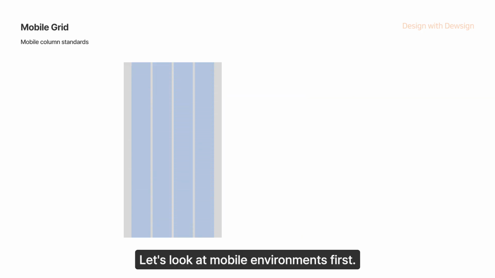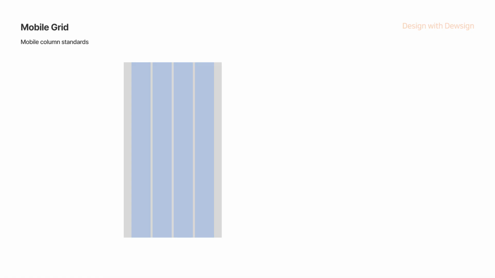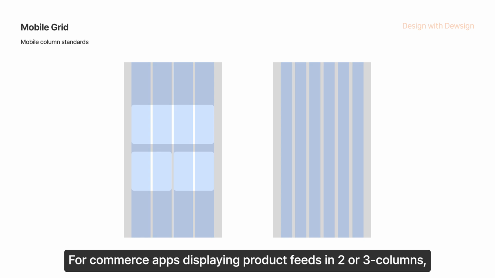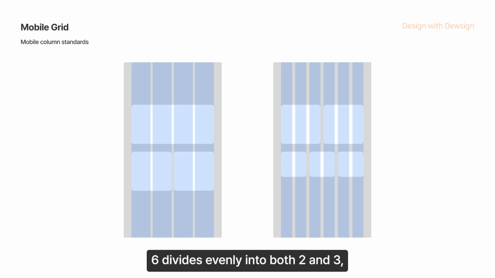Let's look at mobile environments first. Mobile screens typically rely on a 4-column grid as the standard baseline. Because screen width is limited, 4 columns neatly split content into single or 2-column layouts. For commerce apps displaying product feeds in 2 or 3 columns, a 6-column grid works great. 6 divides evenly into both 2 and 3, giving you that extra flexibility.